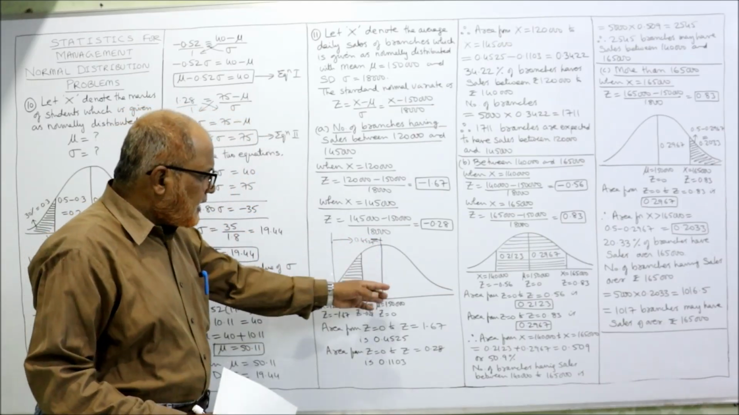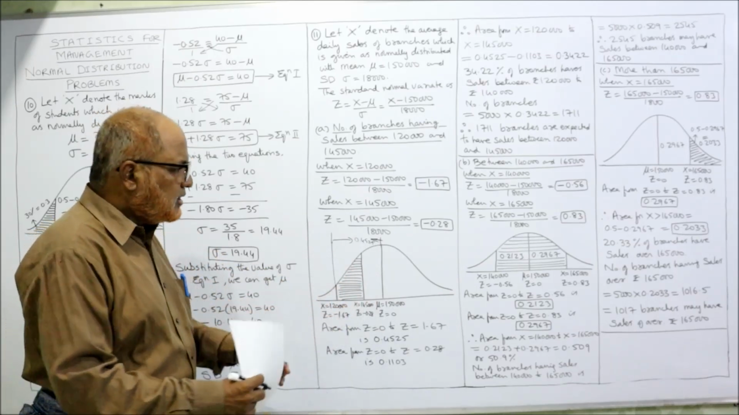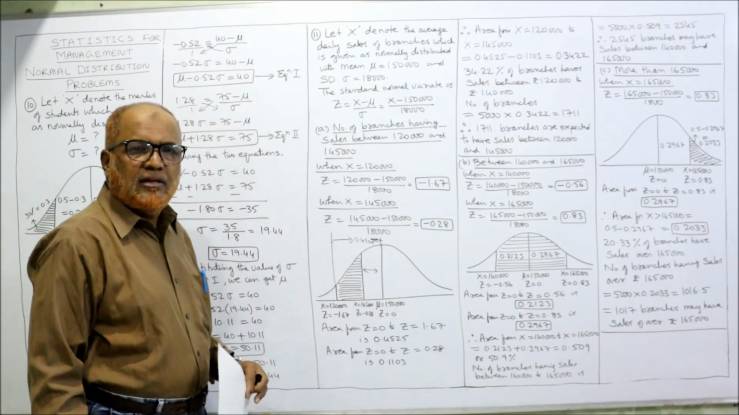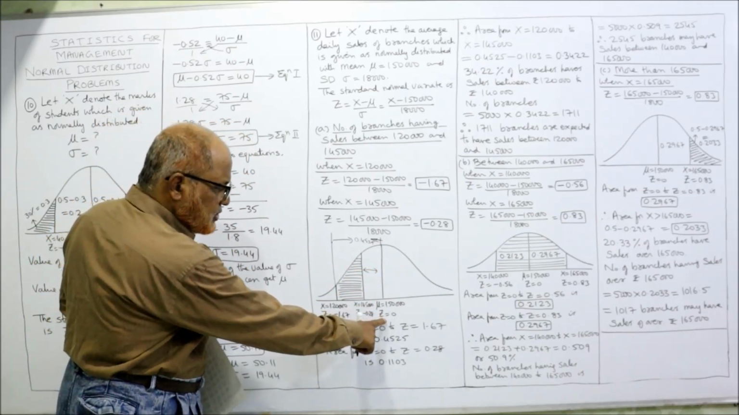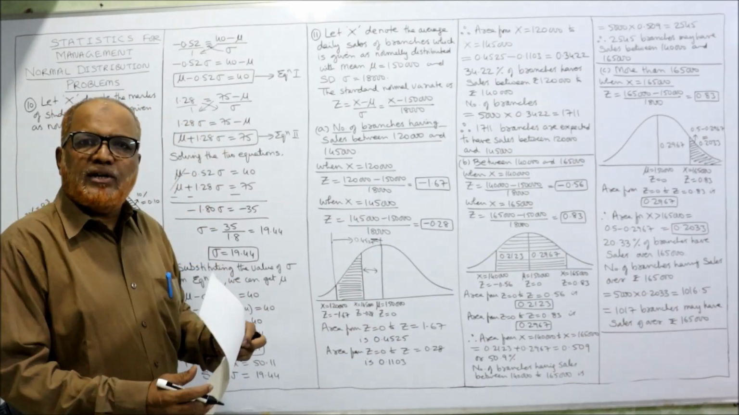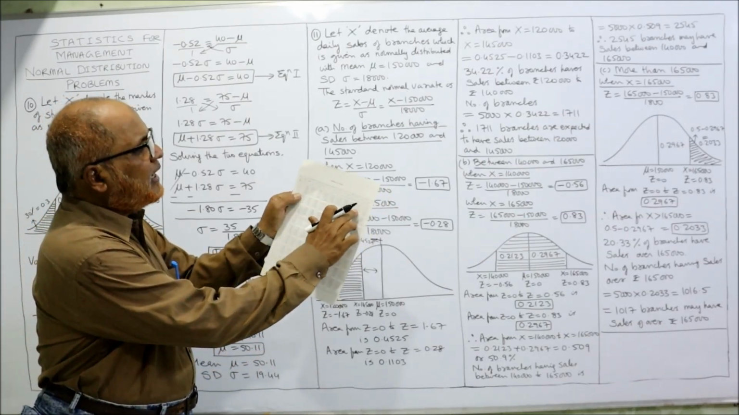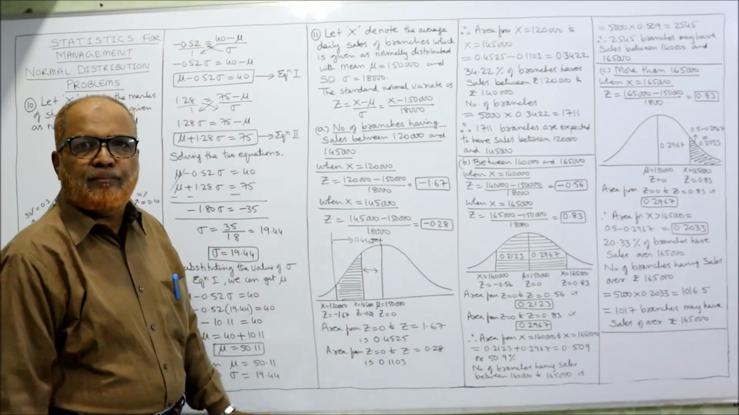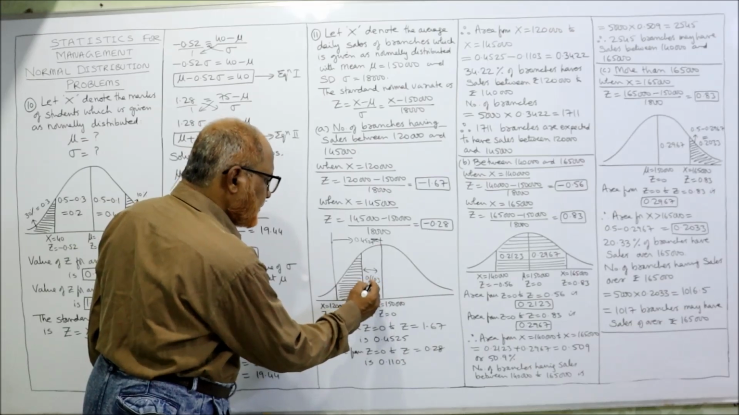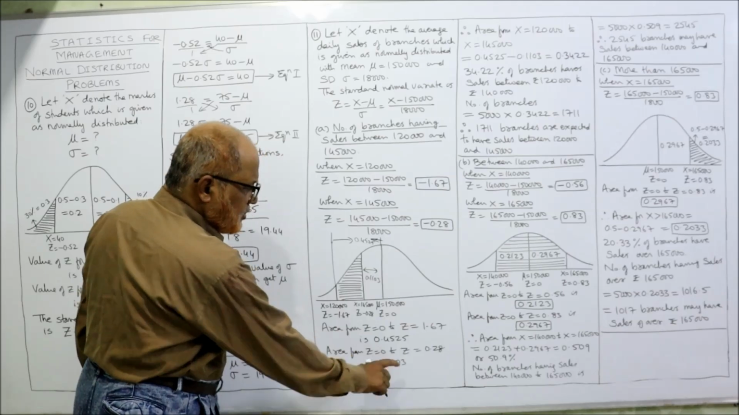But we don't require the complete area. We require only the shaded area. So this area we subtract. What is the area from z equal to 0 to z equal to 0.28? So 0.2 under 8. Refer to the table, 0.2 under 8, it is 1103. So this area is 0.1103. Here it is given: the area from z equal to 0 to z equal to 0.28 is 0.1103.